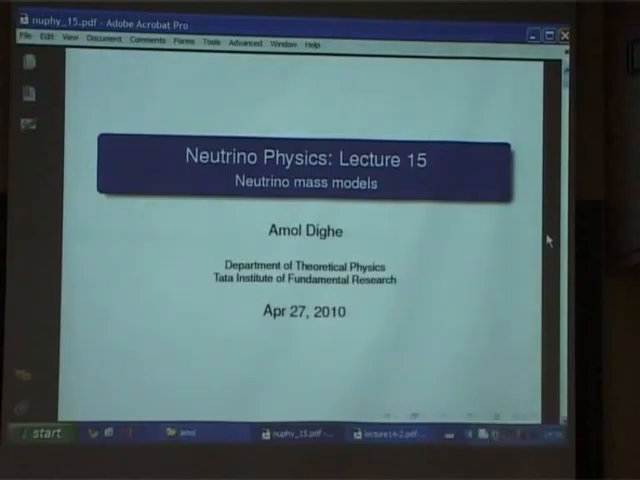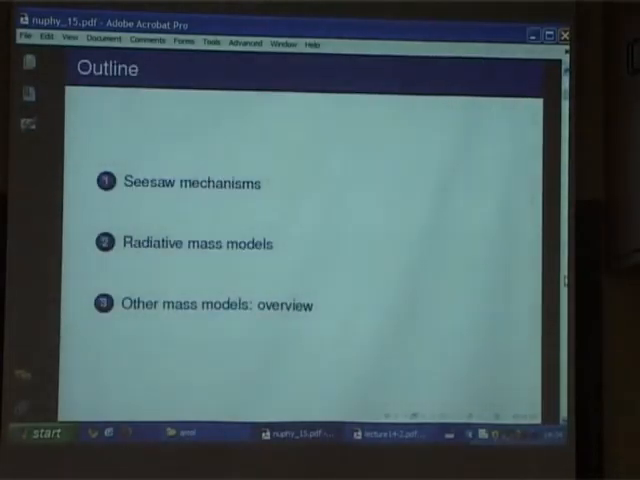So we will see many types of models, some of which will require nu r, some of which will not. What we will do is look at what are called seesaw mechanisms, which are the most popular ways of giving mass to neutrinos.